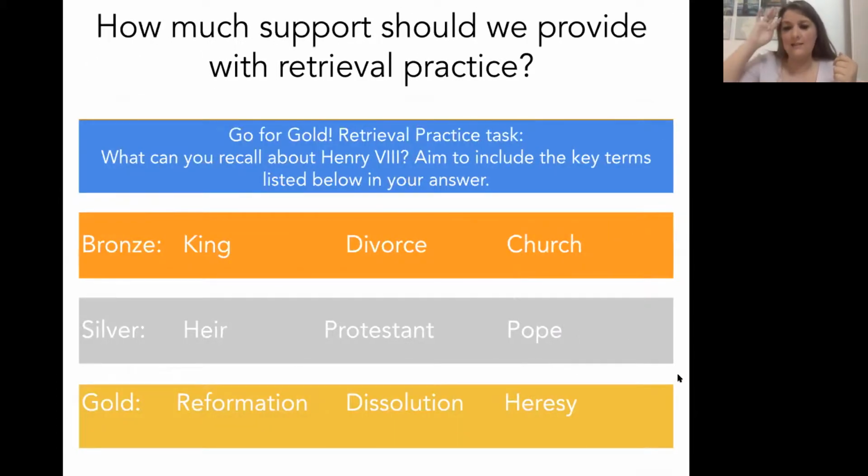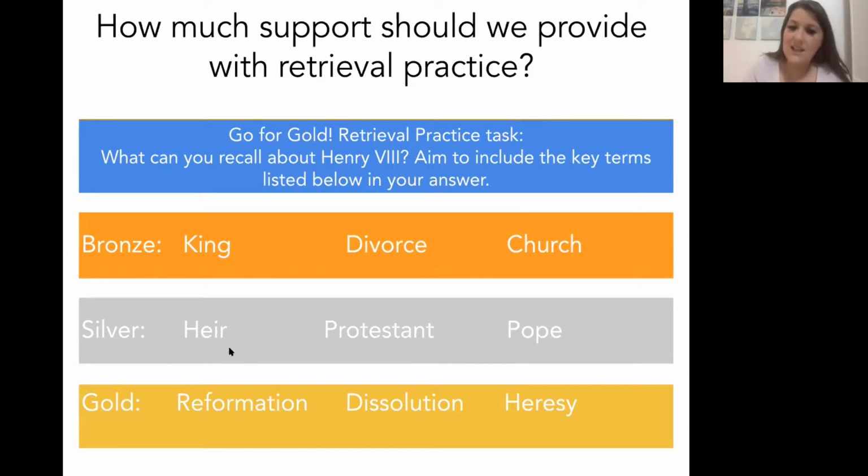And this is the task that I mentioned previously that provides support and challenge for all. So the same thing: write an answer about what you remember about Henry VIII, aim to include these key terms. Now with the bronze, I always include words that I know every student in the class can use. Write about Henry VIII and I put king, and they all know he had a divorce. Now I'm not trying to dumb anything down, I'm literally trying to give everybody in the class that retrieval success and a boost of confidence.